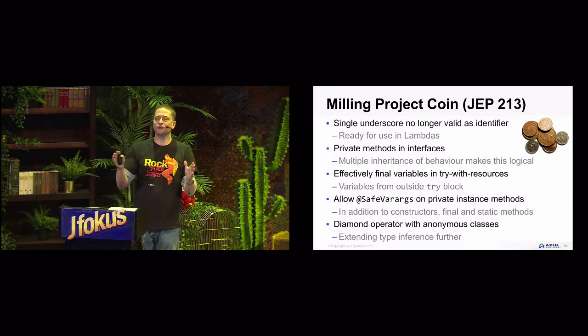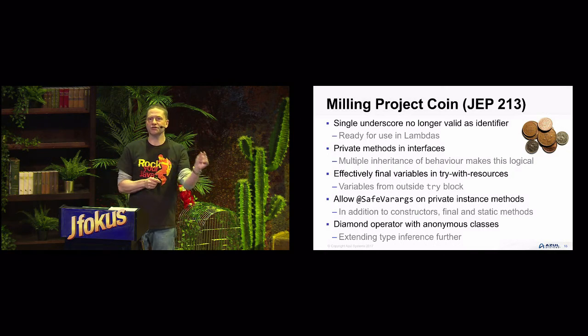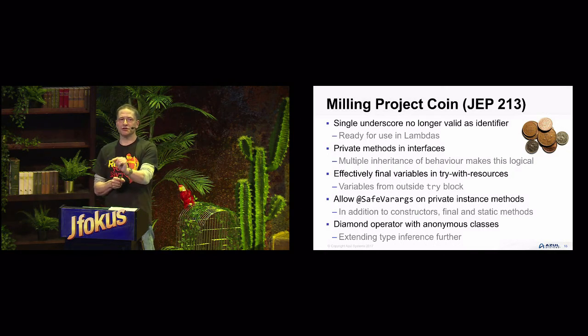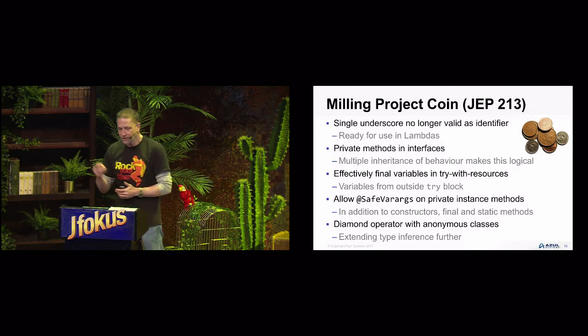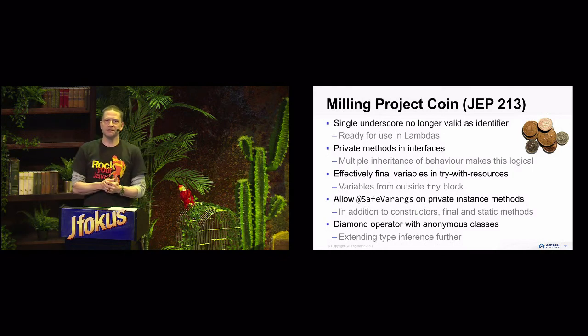So if you have a Lambda expression where you've got a parameter that's not used in the body of the Lambda expression, you'll be able to use a single underscore to sort of hide the parameter and make it easier to read. Private methods in interfaces.